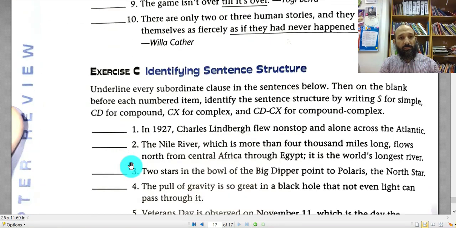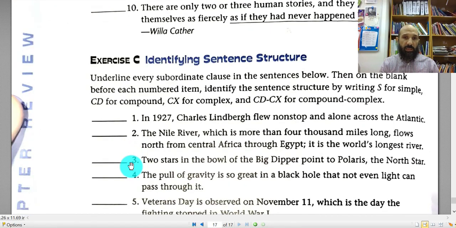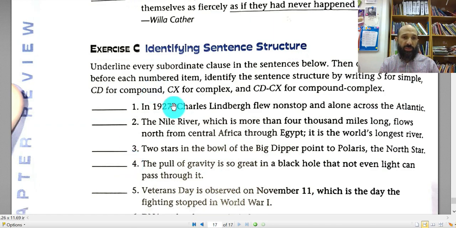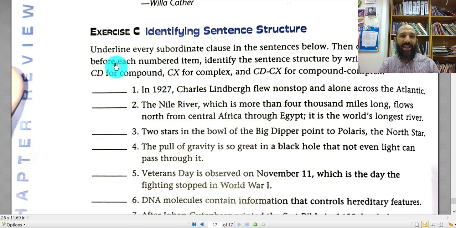And then exercise C, identify sentence structures. We talked about this in the last lesson before this. Underline every subordinate clause in every sentence here, anything that starts with those problematic words, as I like to call them. Then on the blank before each numbered item, identify the sentence structure as S for simple, CD for compound, CX for complex, or CDCX for compound complex.